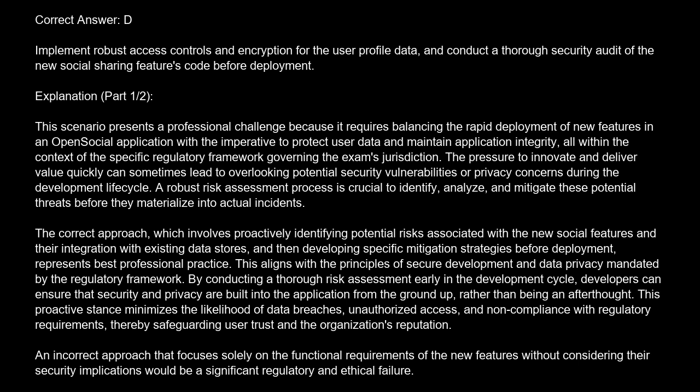By conducting a thorough risk assessment early in the development cycle, developers can ensure that security and privacy are built into the application from the ground up, rather than being an afterthought. This proactive stance minimizes the likelihood of data breaches, unauthorized access, and non-compliance with regulatory requirements, thereby safeguarding user trust and the organization's reputation. An incorrect approach that focuses solely on the functional requirements of the new features, without considering their security implications, would be a significant regulatory and ethical failure.